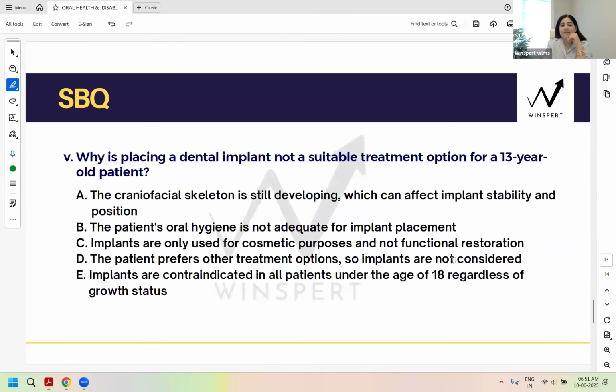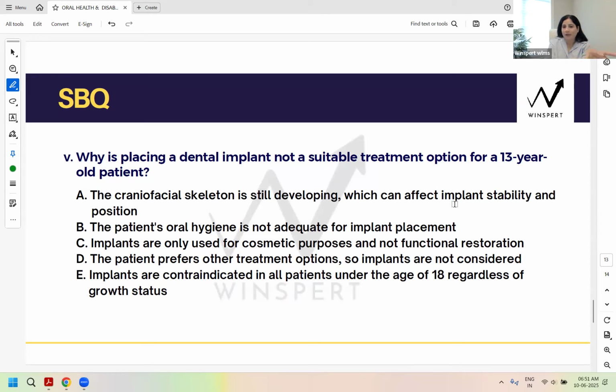Why is placing a dental implant not a suitable treatment option for such a 13-year-old patient? Well, the craniofacial skeleton is still developing, and that can affect implant stability and position. Is that a correct statement?